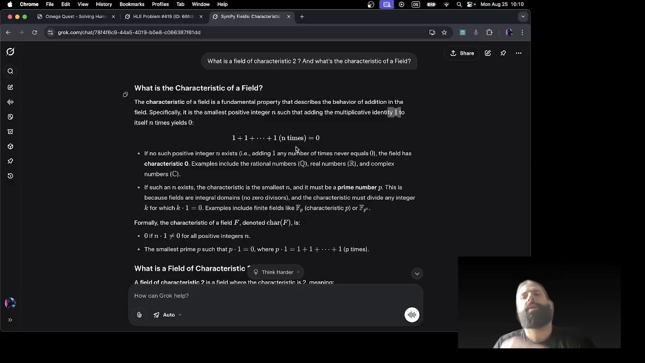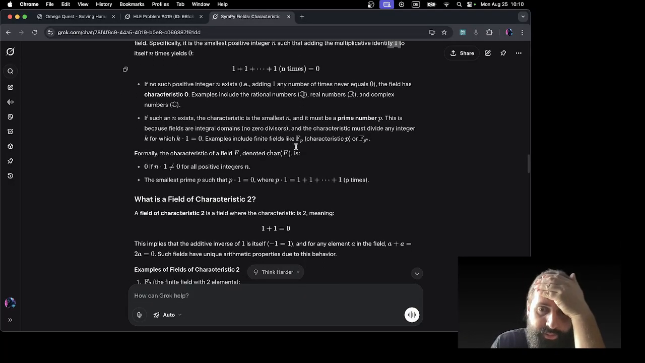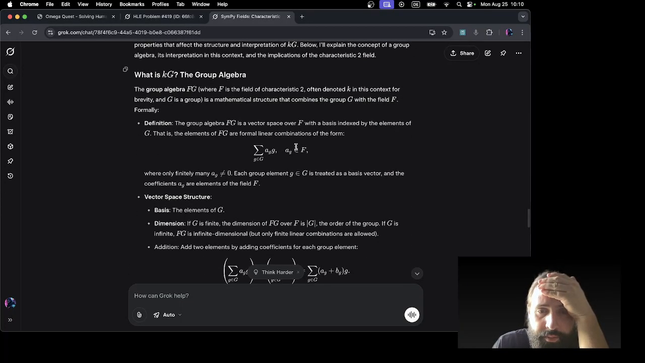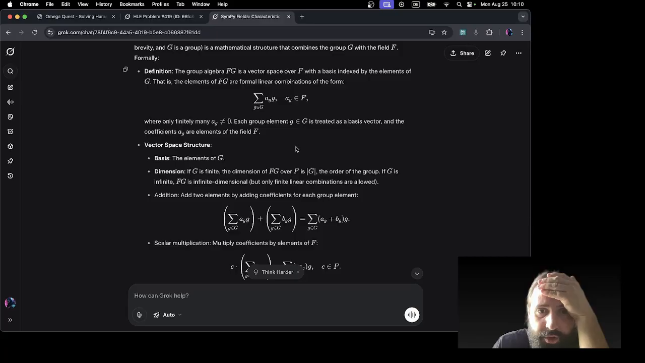So now we just have to apply this extra rule, right? Vector space structure, the elements of G. If G is finite, the dimension of FG over F is just G. The order of the group is then the dimension, so G is really used as the basis. If G is infinite, it's infinite dimensional. Add 2 elements by adding coefficients for each group element.